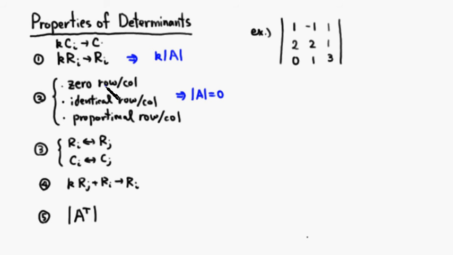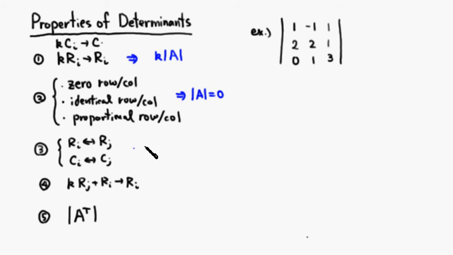First, if you have a 0 row or 0 column, then the determinant is automatically equal to 0. Or if you have identical rows or identical columns, then the determinant is 0. It doesn't have to be identical, it just has to be proportional. So if one row is twice as big as another row, then the determinant is always equal to 0.